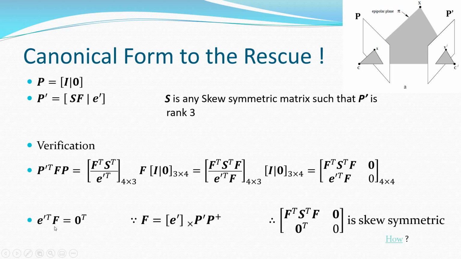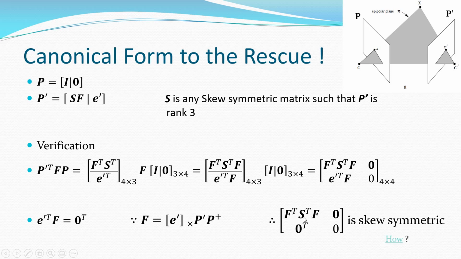Now you can see that in the triple product there are two things which are the same, that is this E dash dot product with this E dash. There are two same terms in a triple product, hence this thing will be 0. So E dash transpose F is a 0 row vector, so this thing is again 0, hence this is again 0. So this is a skew symmetric matrix, because this diagonal is 0, and this is again a 3 cross 3 matrix which is skew symmetric.